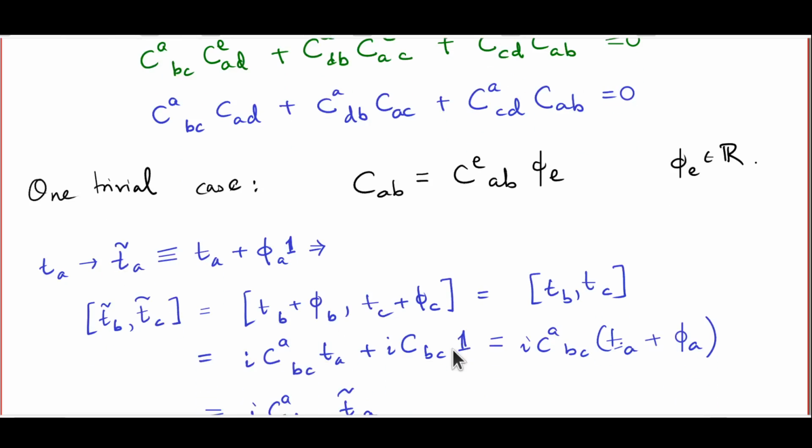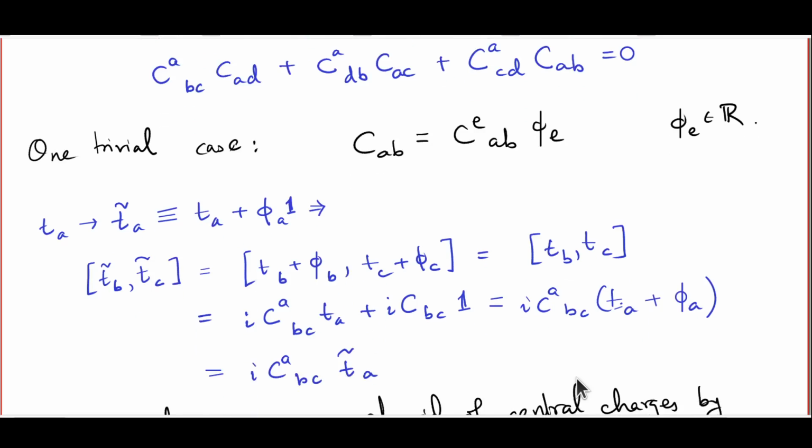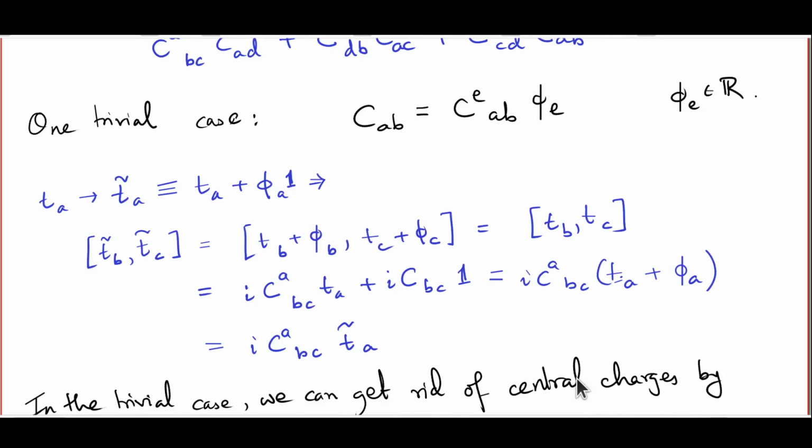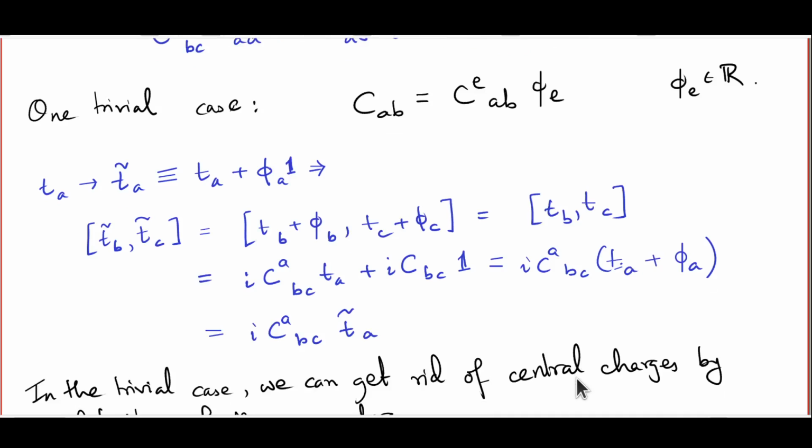And that, of course, is i C_ABC T_A plus i C_BC times identity. But now, if C_BC is actually C_ABC times phi_A, all you have to do is rewrite this as i C_ABC times T_A plus phi_A, and that is i C_ABC T̃_A. In other words, the central charges in the Lie algebra that we had before, these additional pieces which commuted with everything, can be simply gotten rid of in this manner.